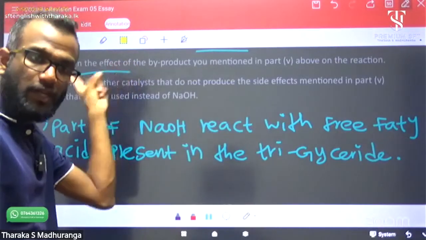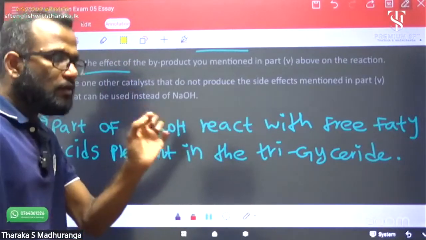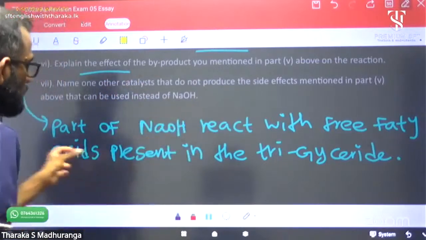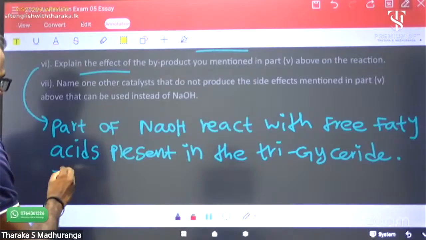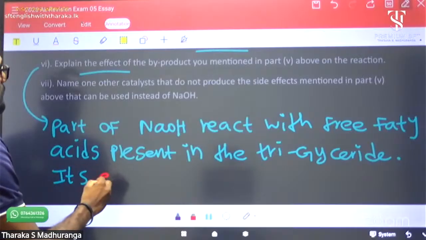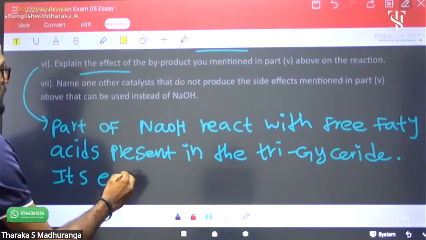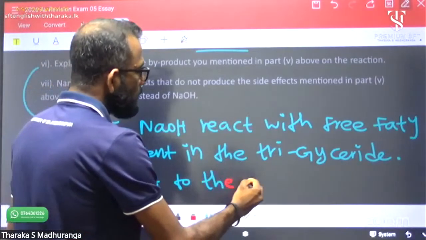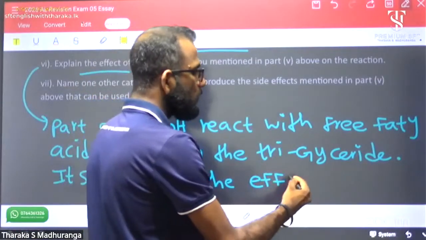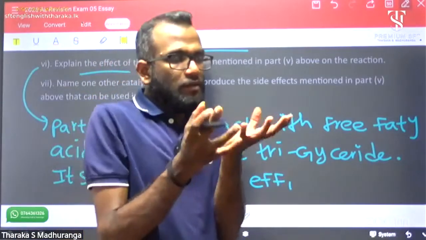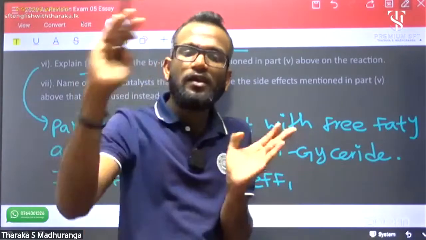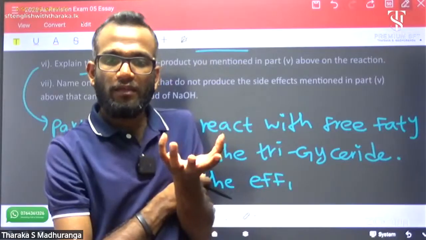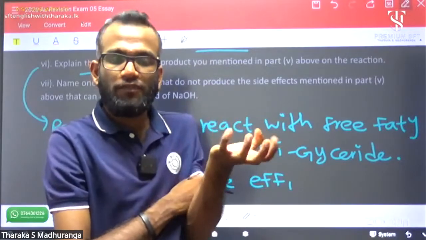You have to write the answer towards the question. What is the effect? It affects the efficiency of the production process. How? Because some part of the triglyceride is converted to soap. Then what happens? For biodiesel production, it's a limitation on the triglyceride.